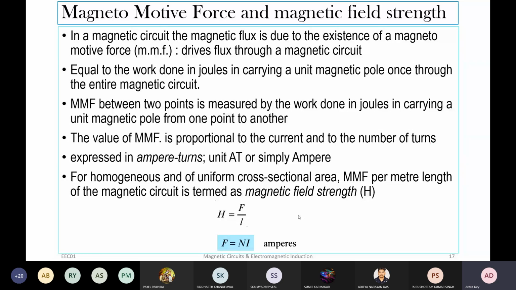So in a magnetic circuit, the magnetomotive force drives flux through the magnetic circuit. This we have learned, equal to the work done in joules in carrying a unit magnetic pole from one point to the same point or one point to another point in the magnetic circuit. MMF between 2 points is measured by the work done in joules carrying a unit magnetic north pole from that point to the other point. The value of MMF is proportional to the current and the number of turns. It is expressed in terms of ampere or ampere turn.